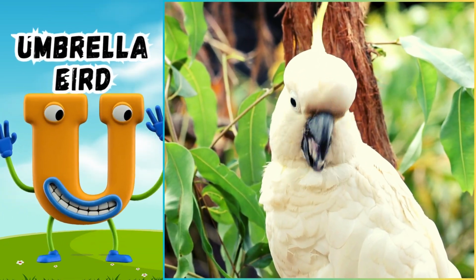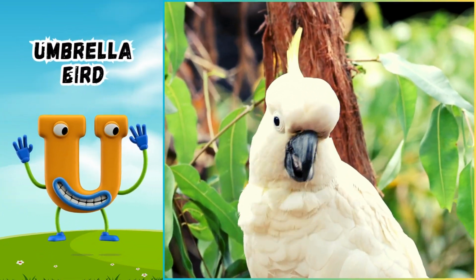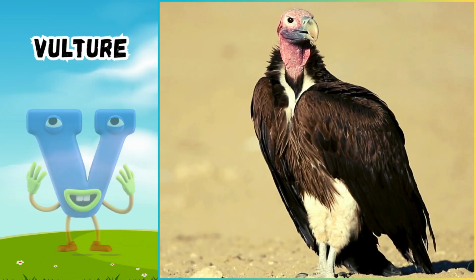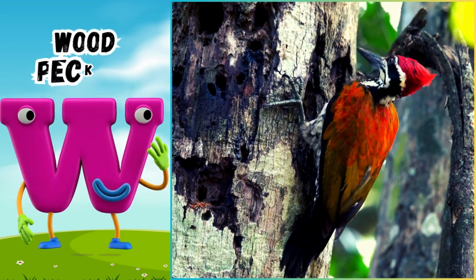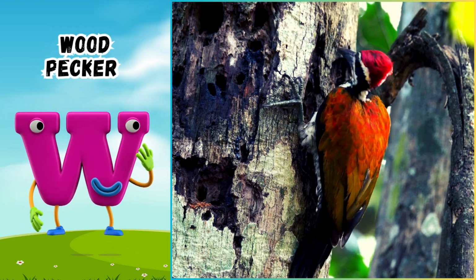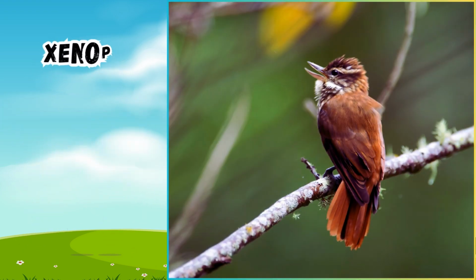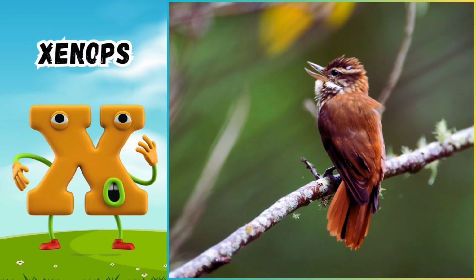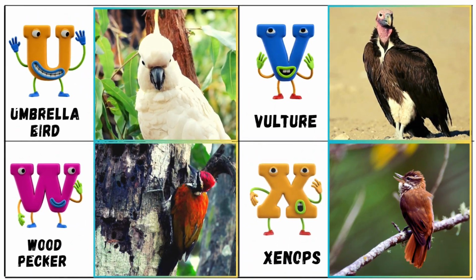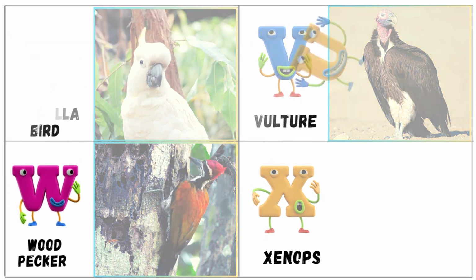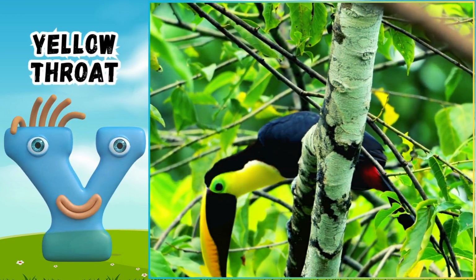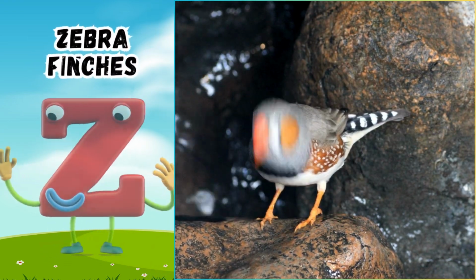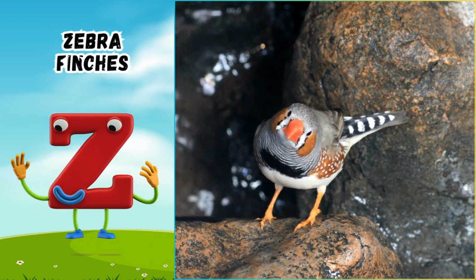U is for umbrella bird. Umbrella bird. V is for vulture. The vulture. W is for woodpecker. Woodpecker. X is for xenops. Xenops. Y is for yellowthroat. Yellowthroat. Z is for zebrafinch. Zebrafinch.